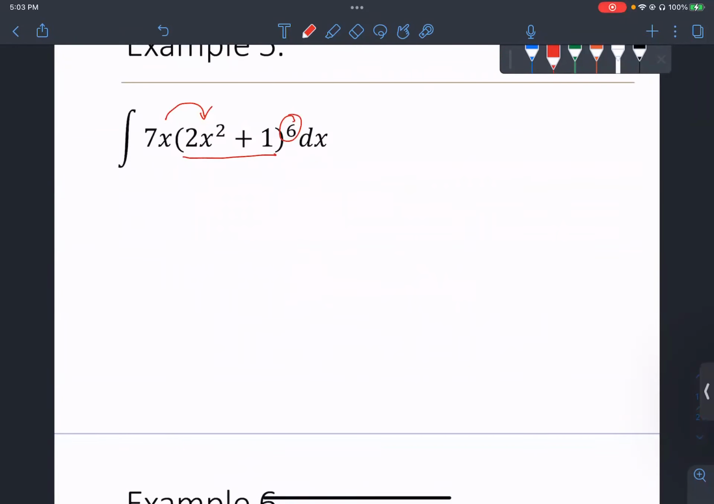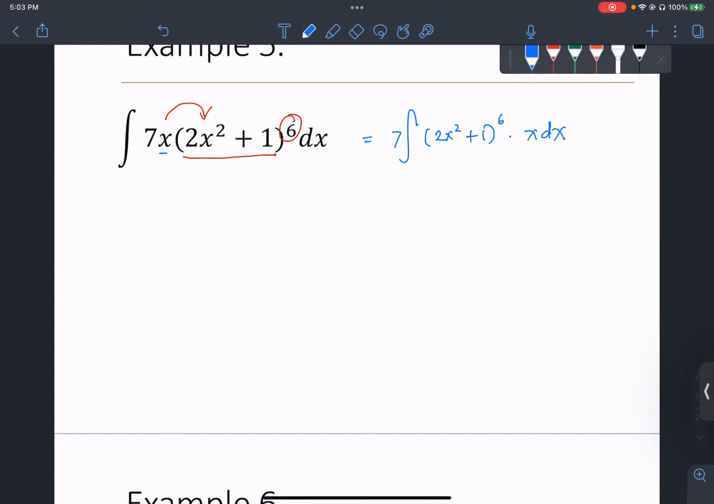So what are we going to do? So ito kasi, this is the same as, tanggalin ko muna yung 7, no? Kasi using the coefficient rule. And then I'll start this one yung 2x squared plus 1 raised to 6. And then may x pa tayo. So multiply it with x dx. Yeah, this is the same. So ni-rearrange ko lang siya.